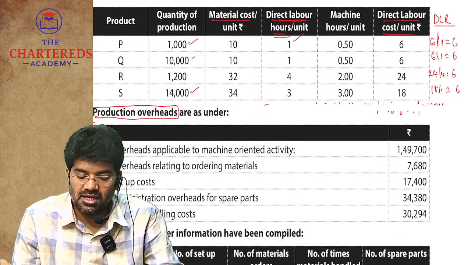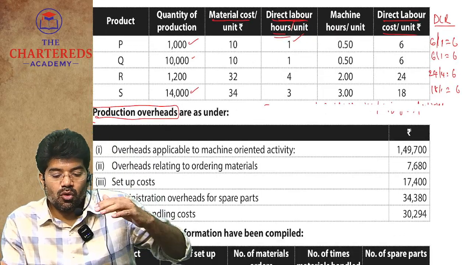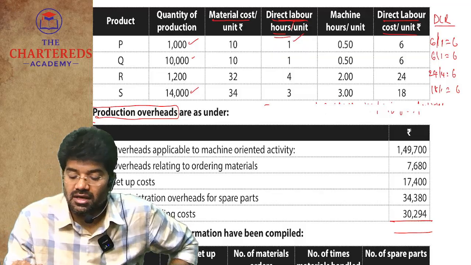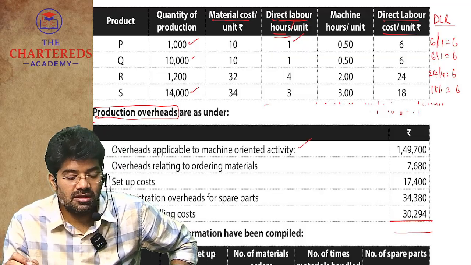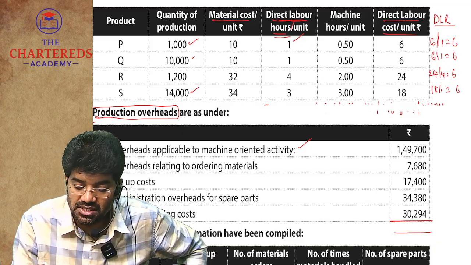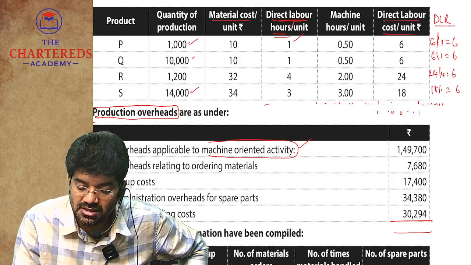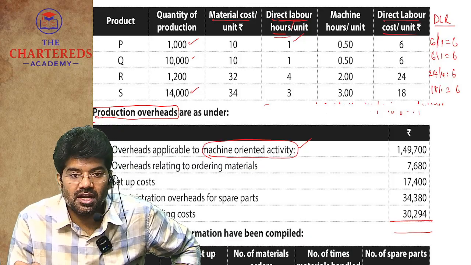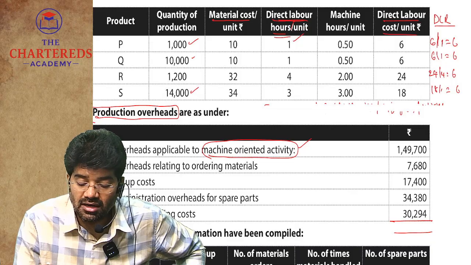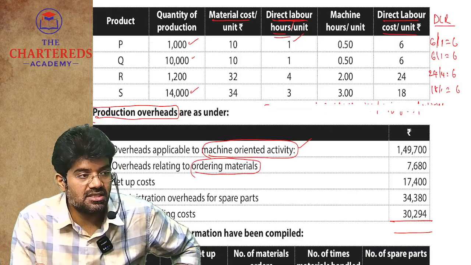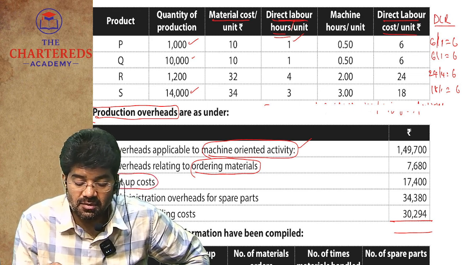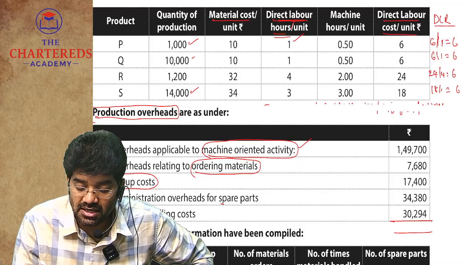Production overheads are as under. See, the overheads here, this is the total. This total they have been able to relate to the activities. Activity wise only they are given. Overheads applicable to machining activity, machine oriented activities, 1,49,700. Overheads relating to ordering of material is an activity. Setting up cost they have given. Administrative overheads for spare parts.